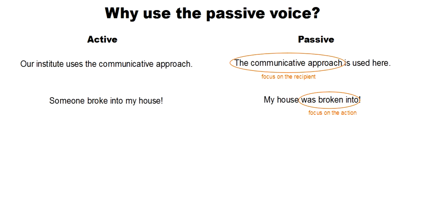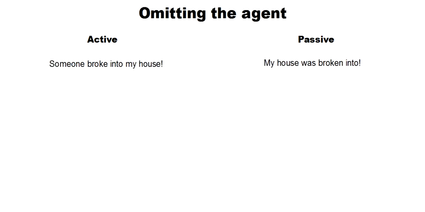You might notice that I'm not using by and the agent. I'm not saying my house was broken into by someone. And there's a very good reason why we might omit the agent. Let's take a look at that. So here I have in the active sentence someone, the agent, and in the passive sentence I do not identify them. Now, like I just said, I could. I'll put it in there. But it sounds a little strange. Why would I say this when it just sounds better not to?